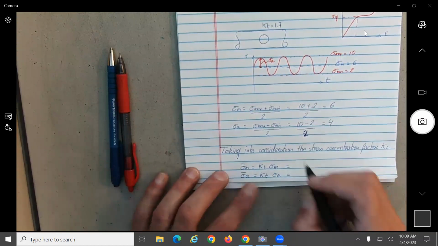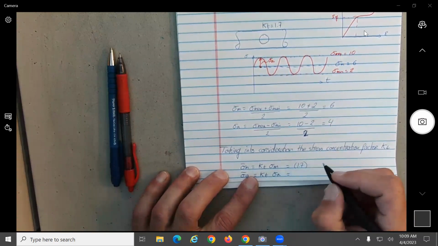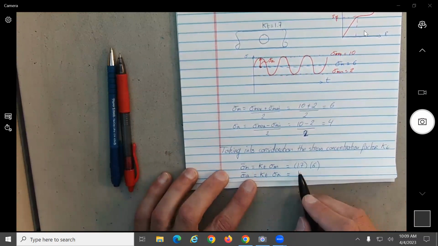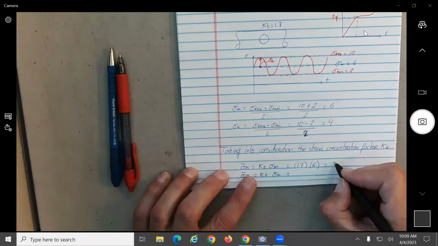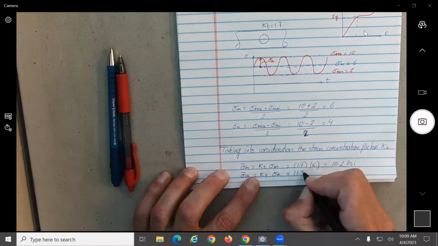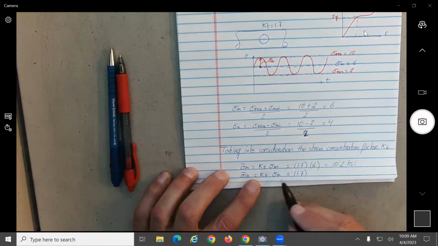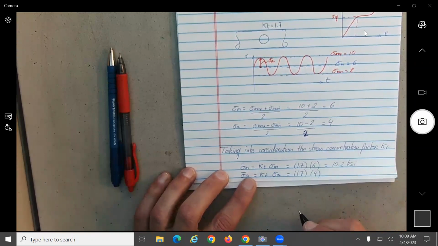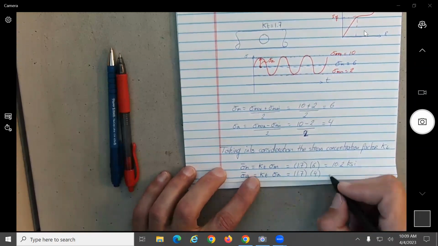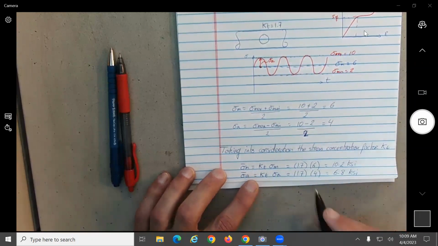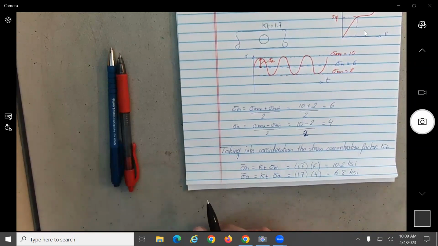So let me write the first one: 1.7 times 6. That would be 6 plus 4.2, so it should be 10.2 ksi. And the second one will be 1.7 times 4. That would be 4 plus 2.8, so it should be 6.8 ksi. Because 7 times 4 is 28, so it would be 2.8.